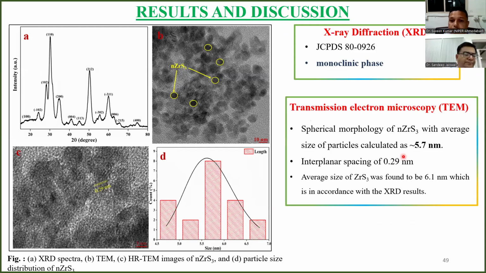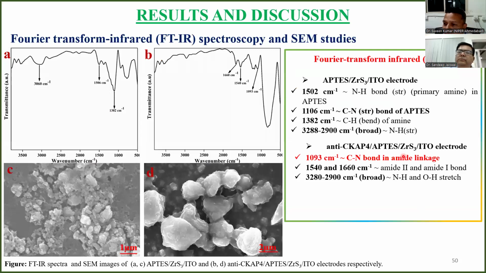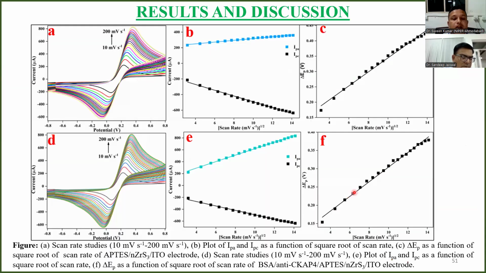Along with this, we have investigated our fabricated electrode through FTIR, and different peaks were obtained. A specific amide bond we have observed at 1093 per centimeter indicates successful covalent immobilization of the bioreceptor onto the synthesized nanomaterial. This is another electrochemical characterization, the scan rate study. This one is after development of the point of care electrode, and this one is when we have not immobilized the anti-CKAP4.